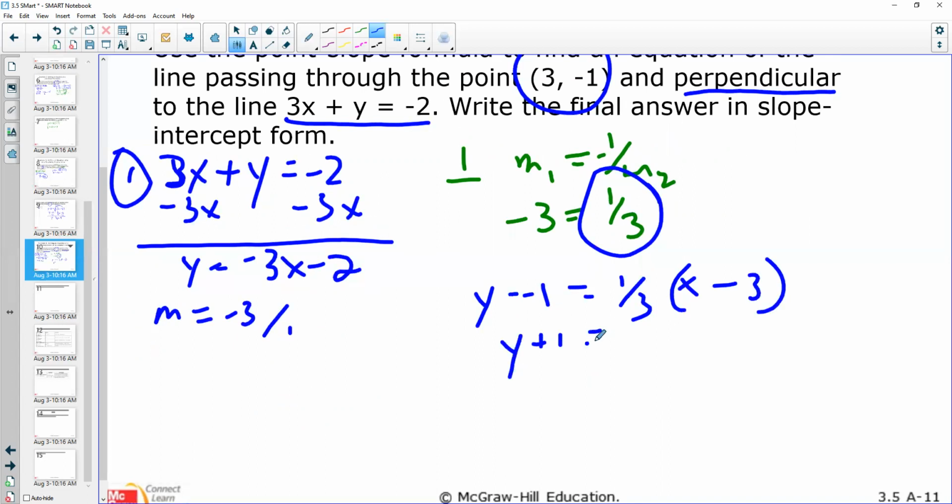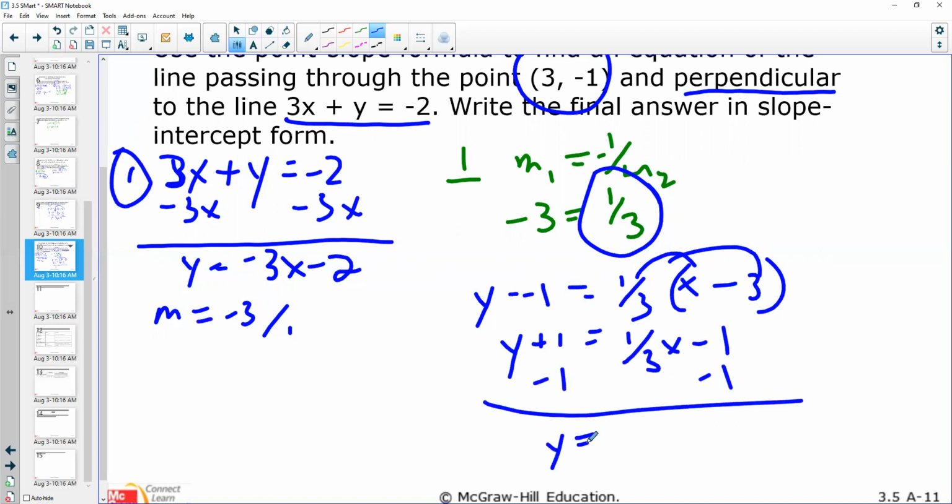y plus 1 equals, distribute the 1/3, 1/3 of x is 1. And then I'll subtract 1 from both sides. I get y equals 1/3 x minus 2. Okay, all right, so you try this next one.